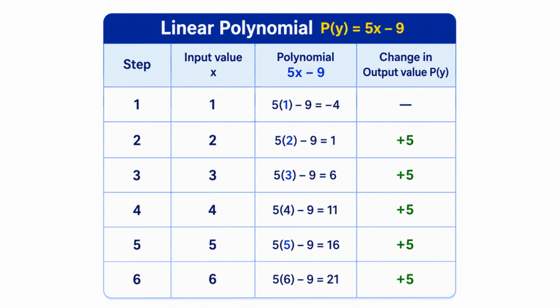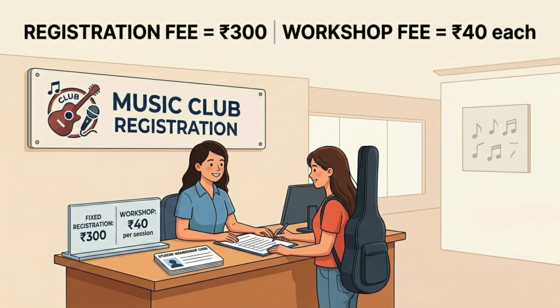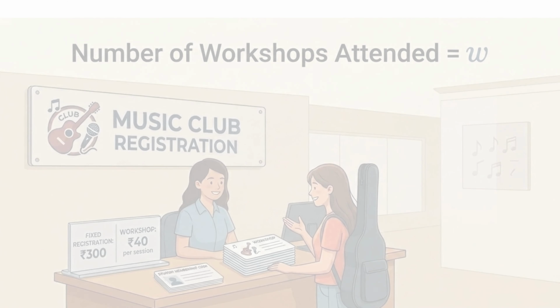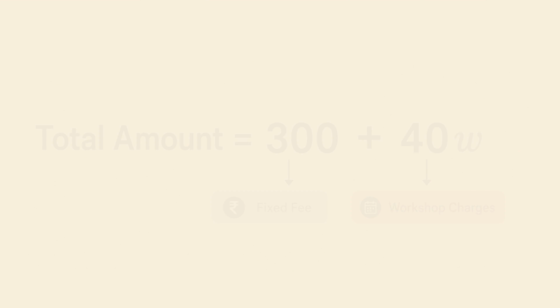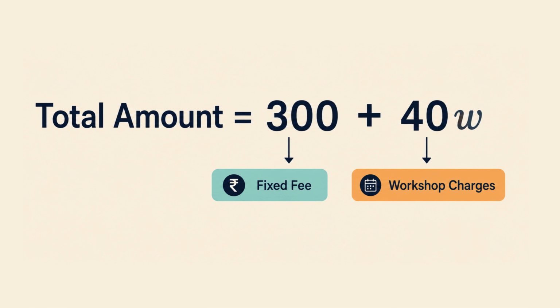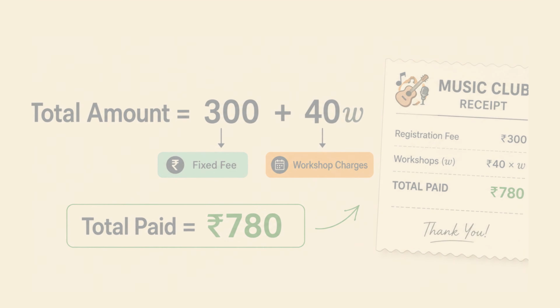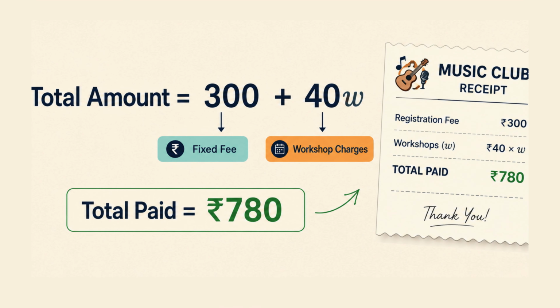Linear polynomials describe situations where quantities change uniformly. Imagine a music club charging a registration fee of 300 rupees and an additional 40 rupees for every workshop attended. If a student attends W workshops, the total amount becomes 300 plus 40W. Now pause for a moment. If a student paid 780 rupees in total, how many workshops were attended?